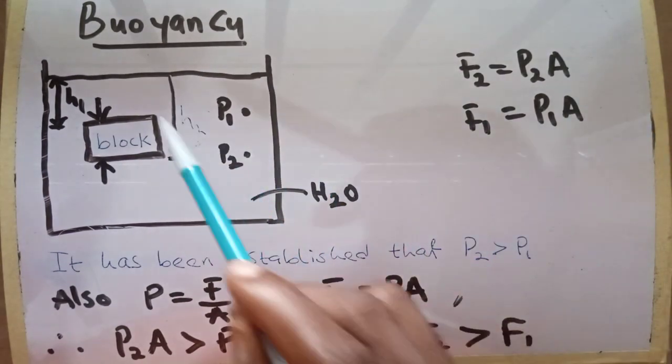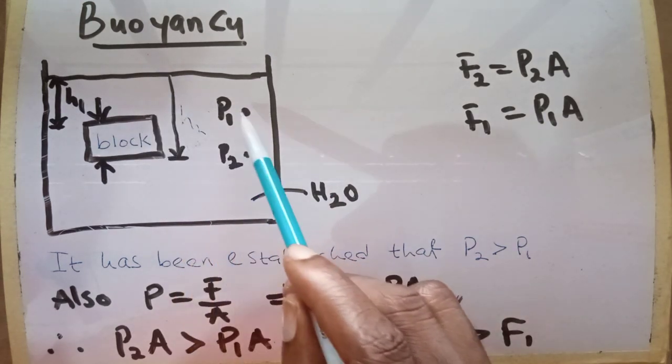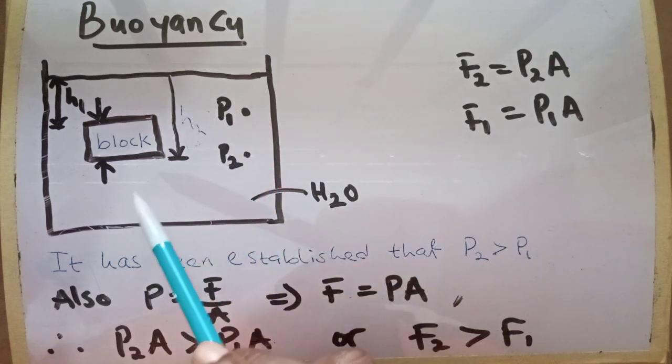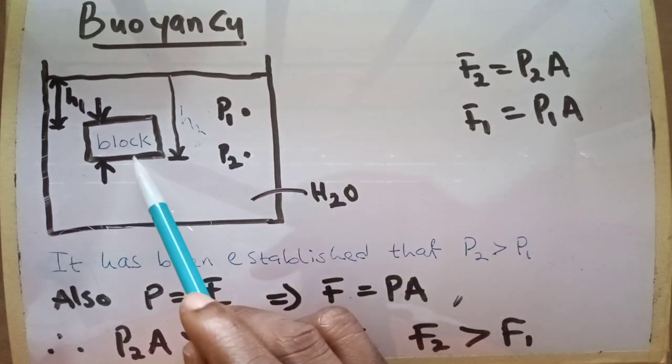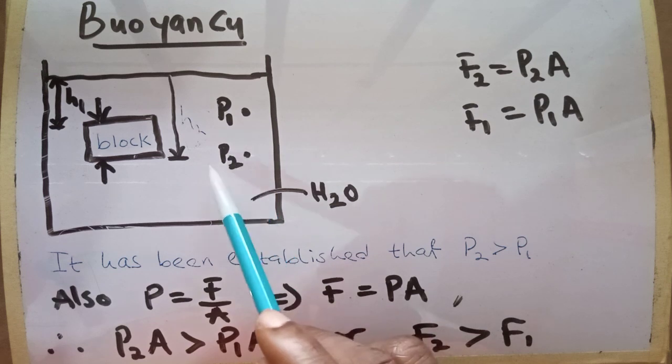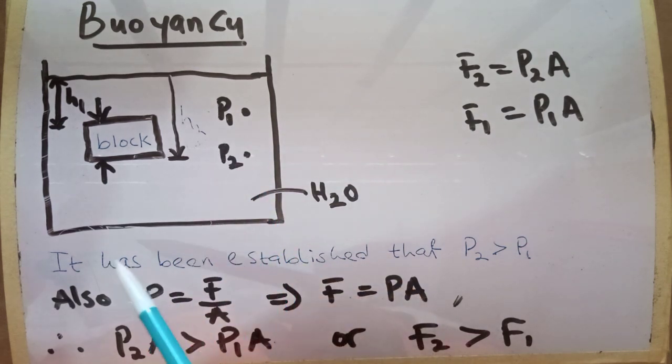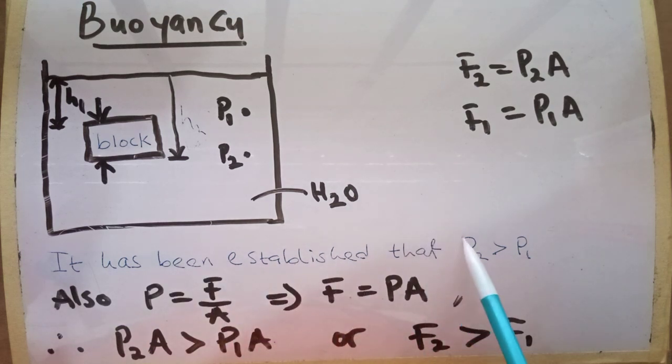We notice that at this point, the pressure acting is P1. Then at this point, the pressure acting is called P2. So we have two pressures. It has been established that P2 is greater than P1.